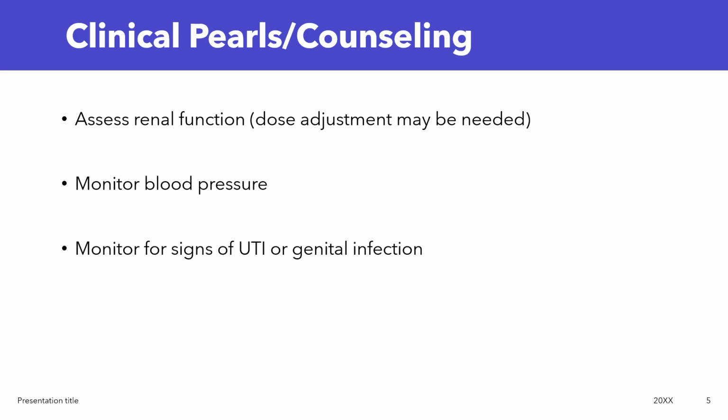Okay, so lastly, some clinical pearls about SGLT2 inhibitors. As I've mentioned, assessing renal function is important. Dose adjustment may be needed for that class of medication. Monitor blood pressure, as this class of medication can cause hypotension, and also monitor for signs of urinary tract infection and yeast infection.